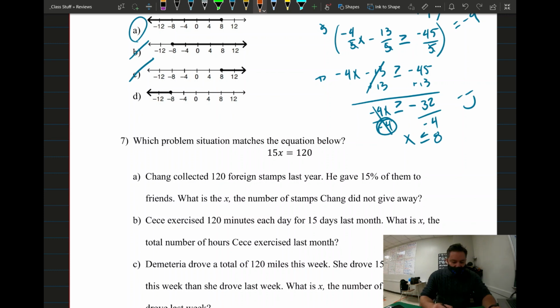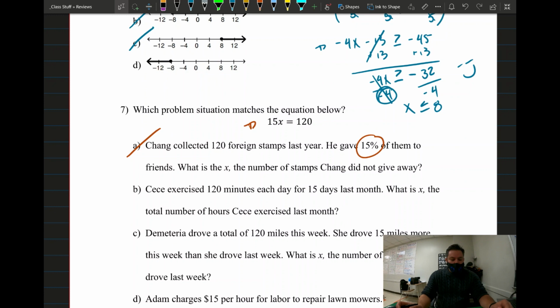A. Chan collected 120 foreign stamps last year. He gave 50% of them to his friends. Wait, stop. I don't have any percents right here at all. So it's talking about percents, and that goes away. That's easy, right? If something doesn't match up, get it out of the way. You're done with that one.